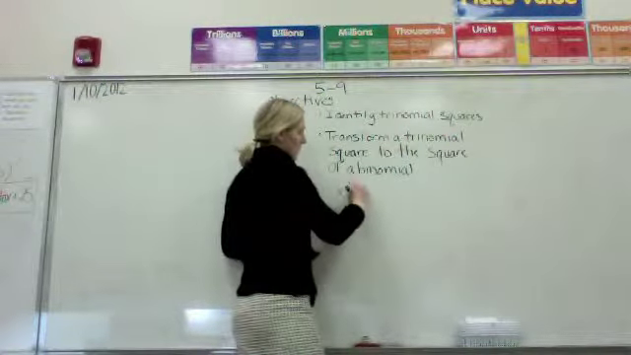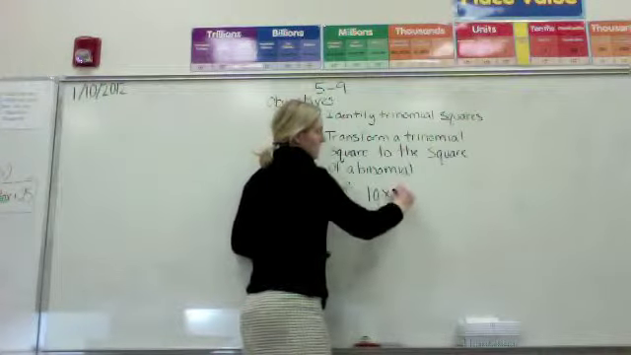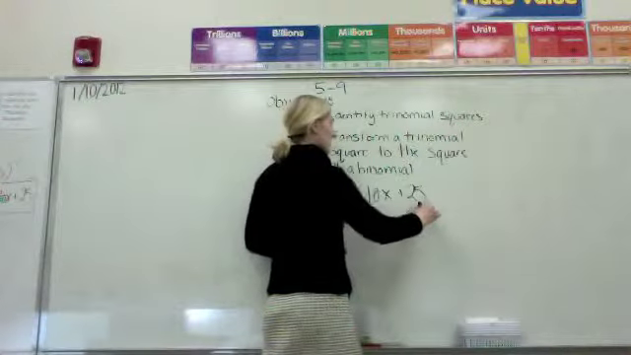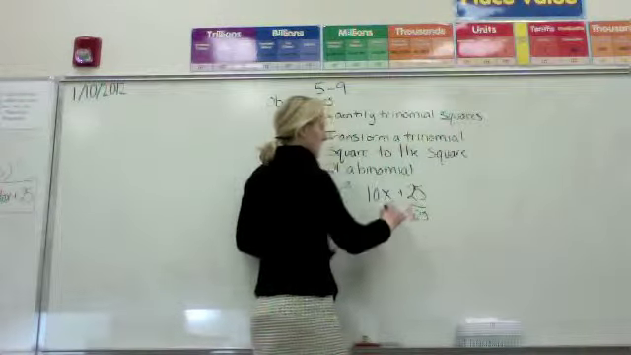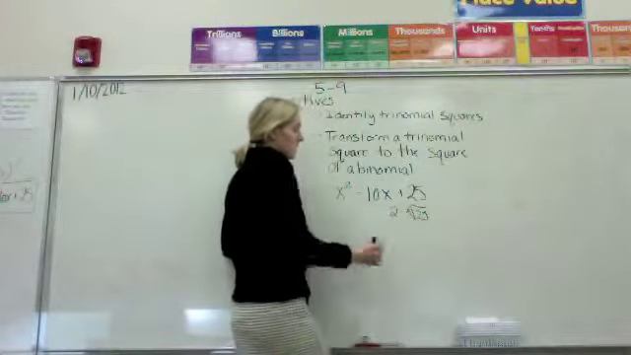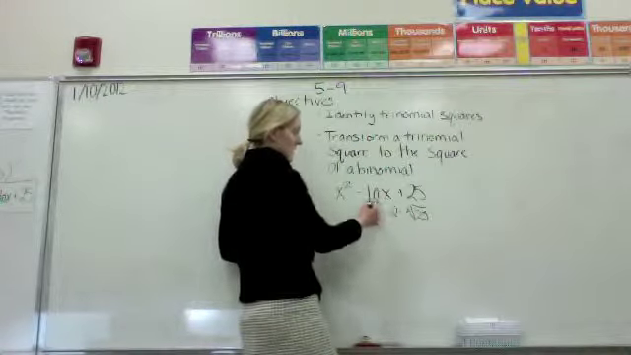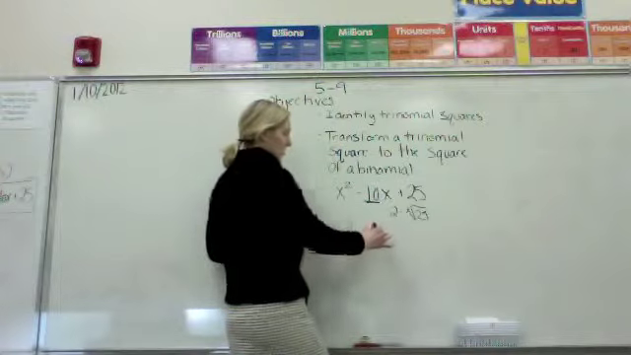X squared minus 10x plus 25. Take the square root of that third term, multiply it by 2, okay? Square root of the third term is 5. 5 times 2 is 10. So this is a trinomial square.